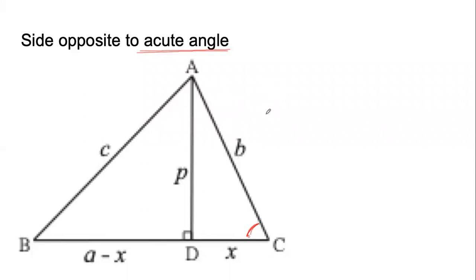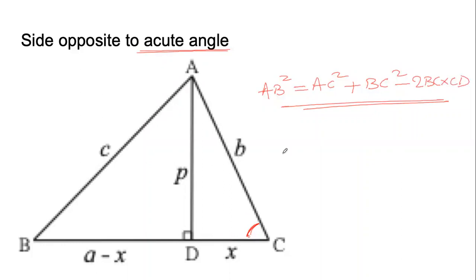And we figured out, in this case, we can say the side opposite to angle C, that is AB, AB square is equal to AC square plus BC square. What are these sides? These are the sides that make this angle. And there is a third term, which is minus 2 into BC into CD. This is how the side opposite to the acute angle is related to the other two sides using Pythagoras theorem.